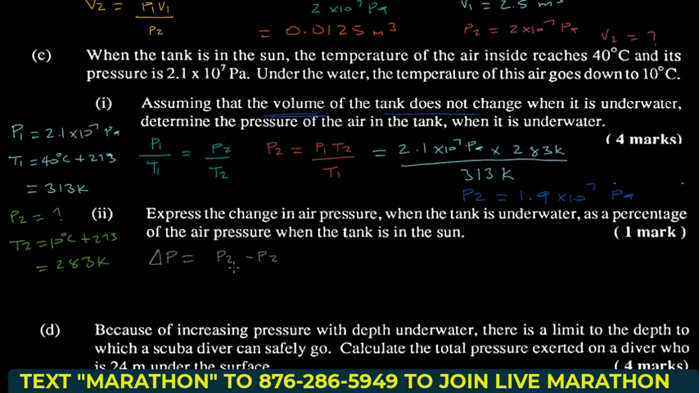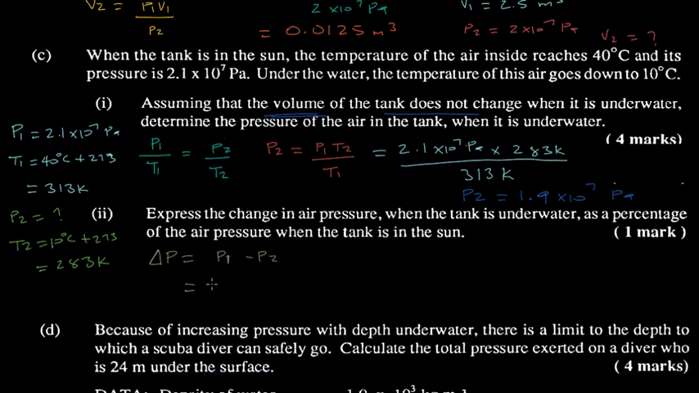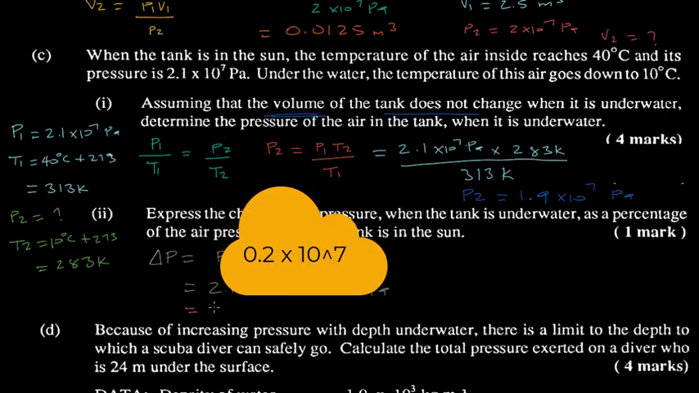So we're going to find delta P, which is P1 minus P2. So we take the smaller from the larger: 2.1 times 10 to the 7 pascals minus 1.9 times 10 to the 7 pascals. We have 2.1 minus 1.9, that's going to be 0.2 times 10 to the 7 pascals.